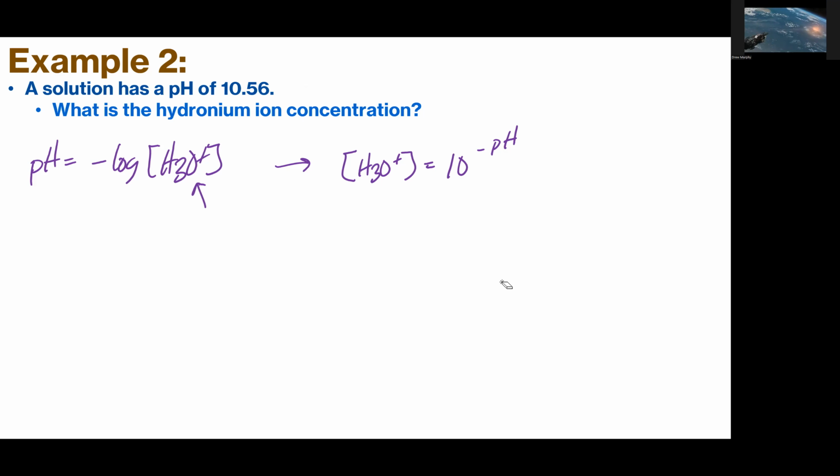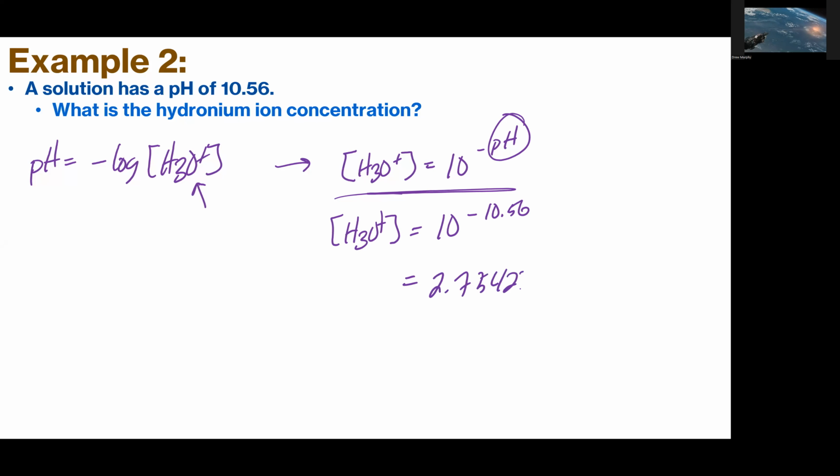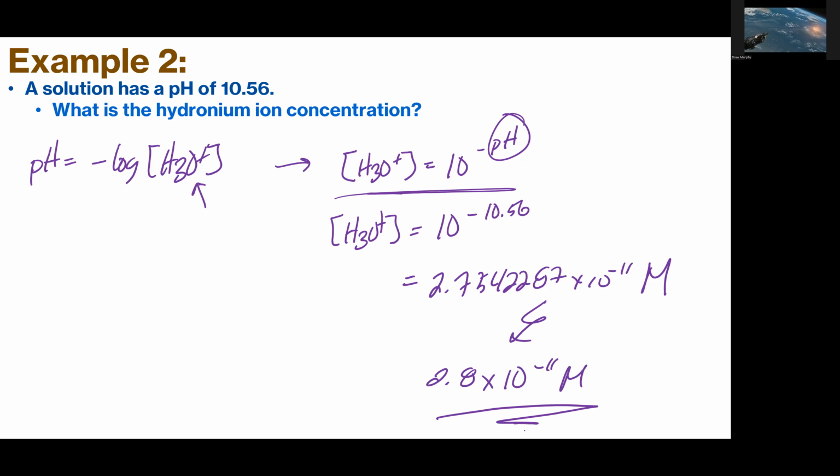So our H3O plus concentration is 10 to the negative 10.56. The 10 raised to a power is a function in our calculator. We'll put this in scientific notation and say this is 2.75422287 times 10 to the minus 11. Now we have a concentration, so we need concentration units back on here, and we'll round this to 2.8 times 10 to the minus 11 molar.